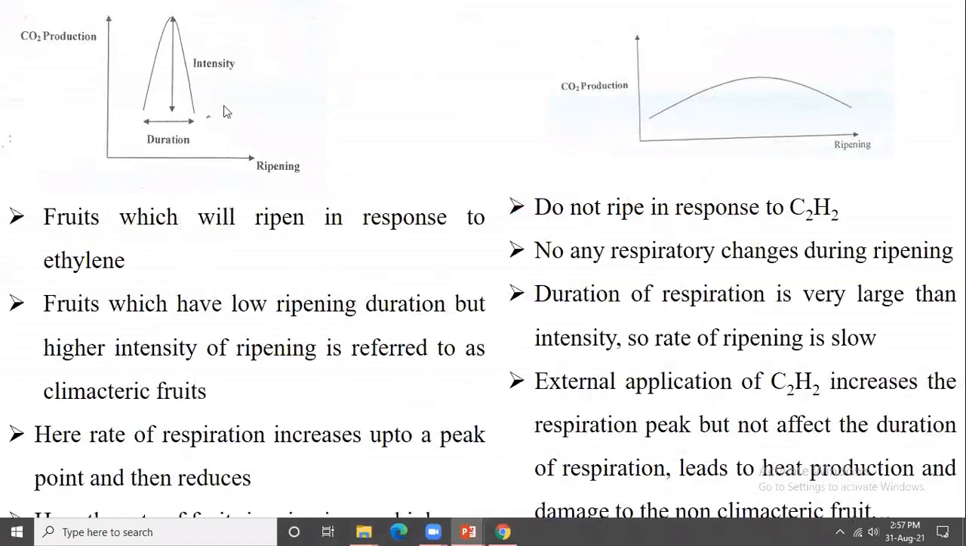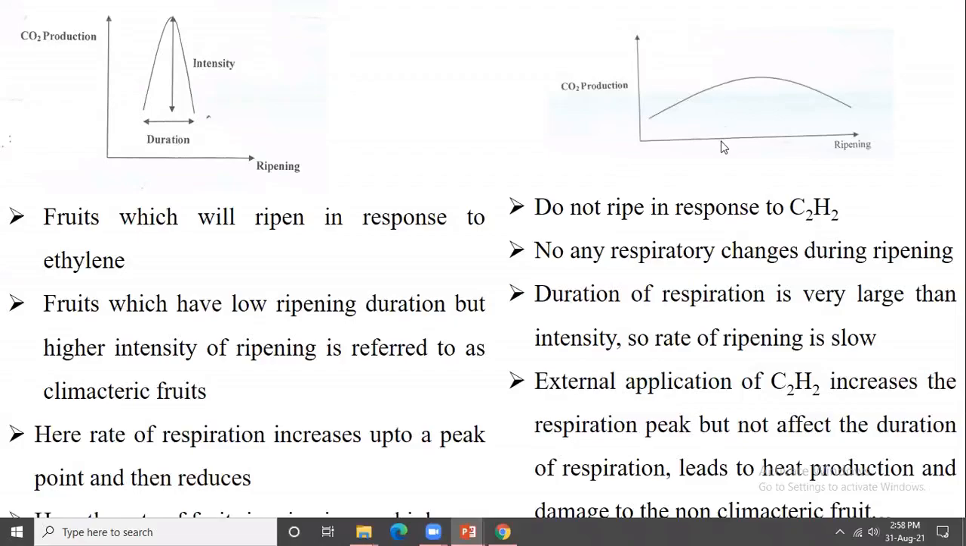This curve also comes up in your spot exam. Identify which curve is climatic and which is non-climatic. This one is climatic, this one is non-climatic. In climatic fruit, we have high intensity and low duration. In non-climatic fruit, we have low intensity and high duration of respiration.